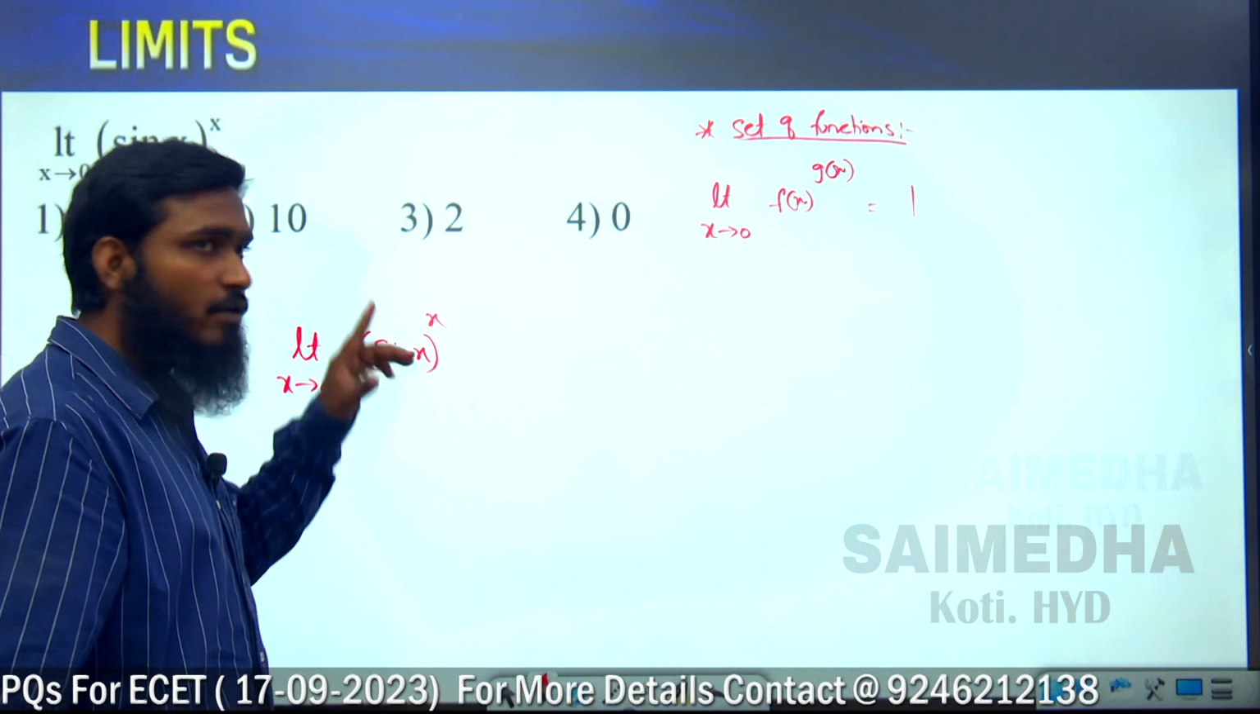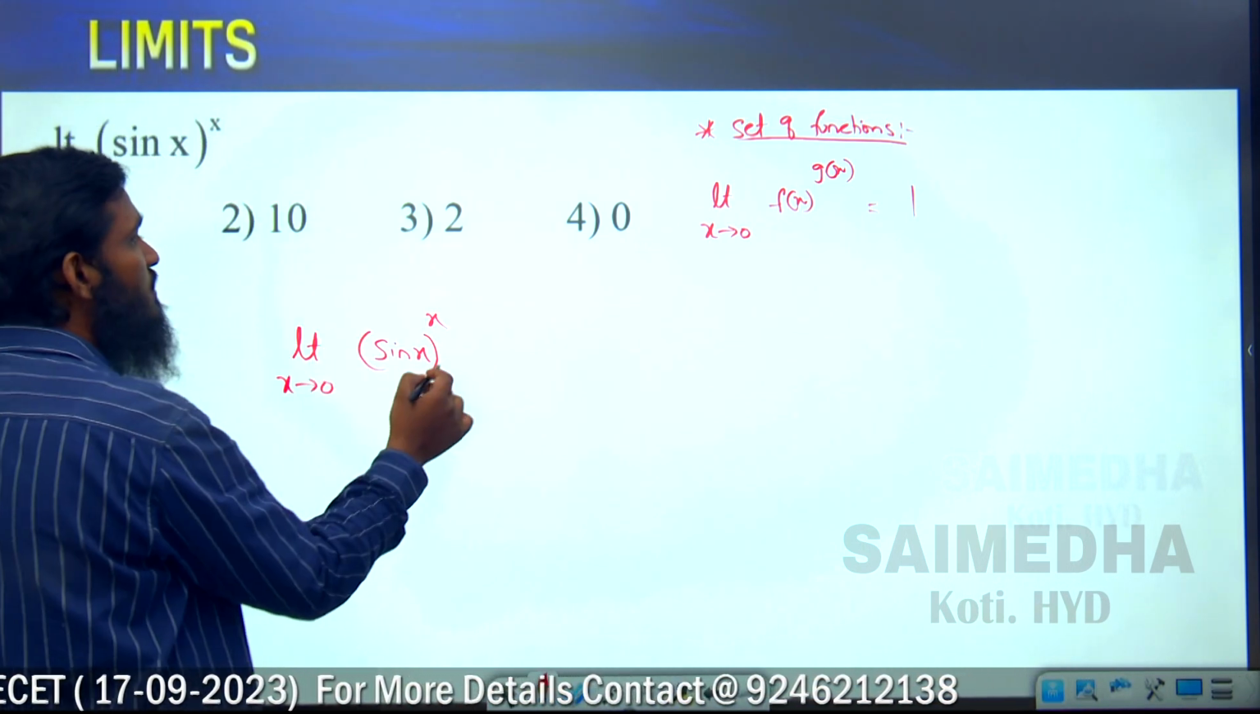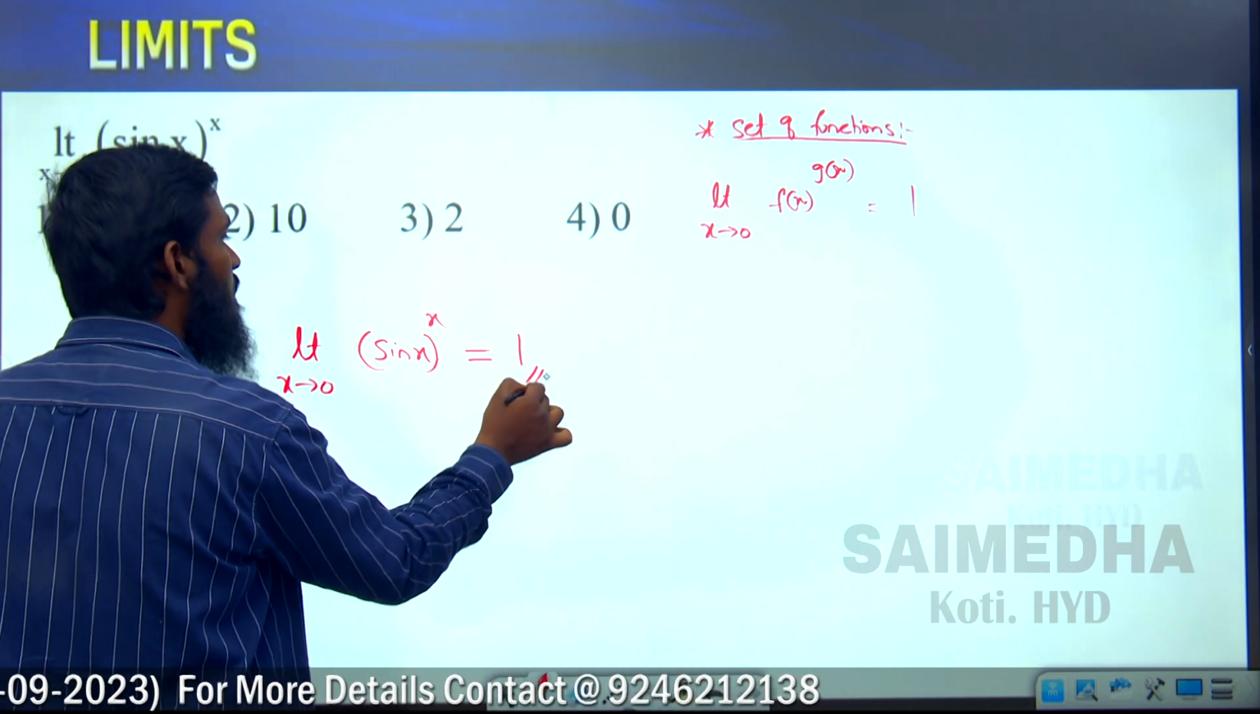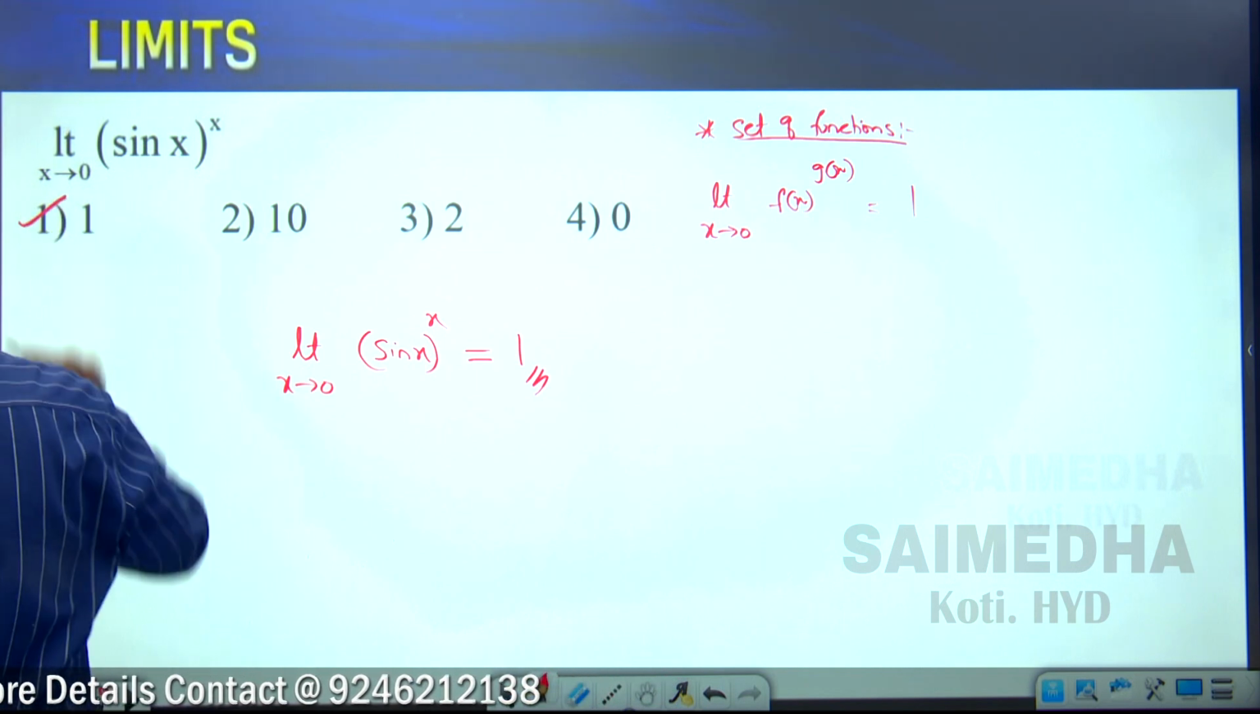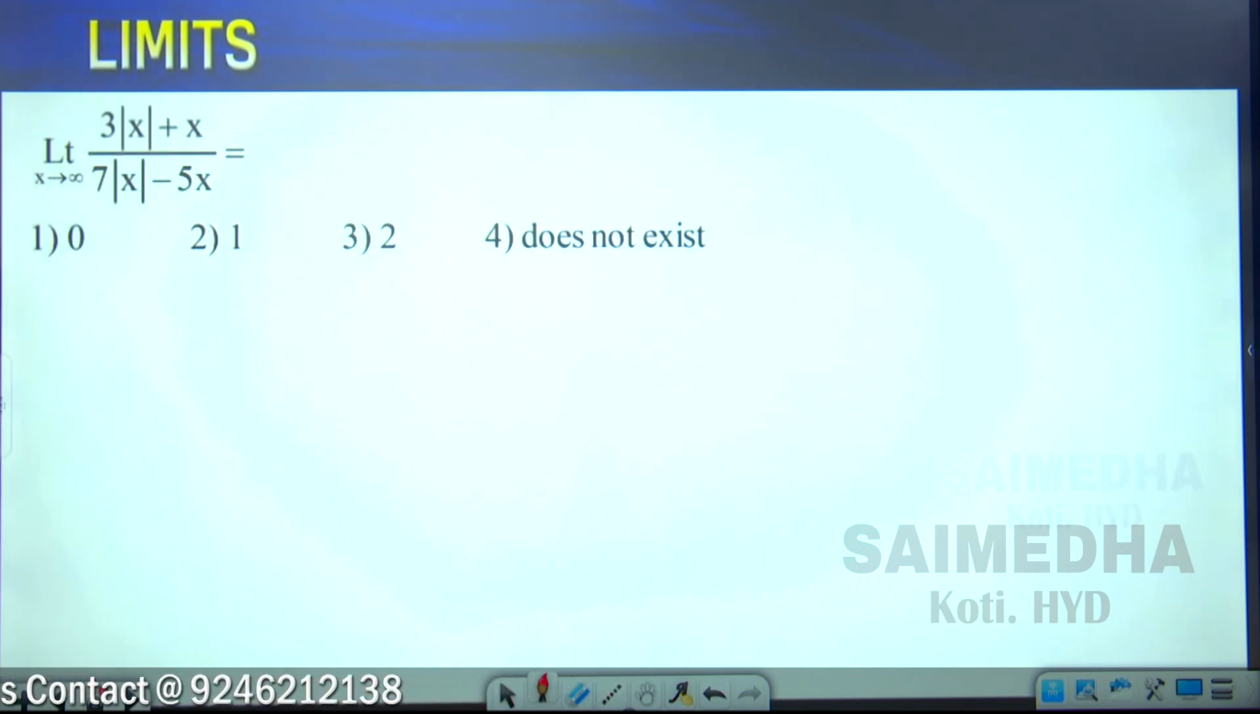So whenever we have standard functions in the form f of x power g of x, the answer will become 1. Okay, that's it. So which option will be correct now? Option number 1. Now let us see the next question. Last question we are taking over here.